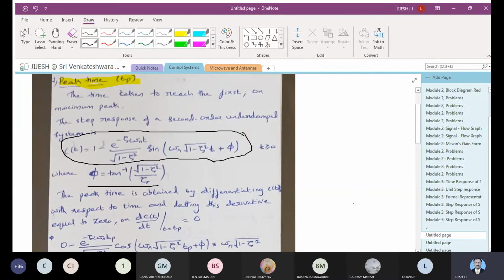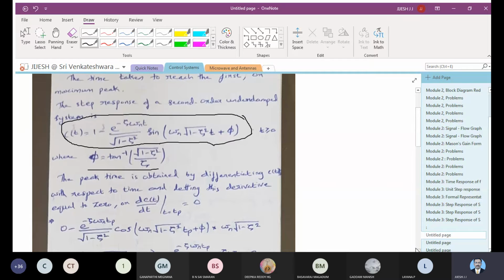I'll explain the equation for peak time, which is represented as Tp. The peak time is obtained by differentiating C of t. You need to differentiate the equation of C of t with respect to time and let this derivative equal 0. So we have to find dC of t by dt, and put t equal to Tp, which will be equal to 0.